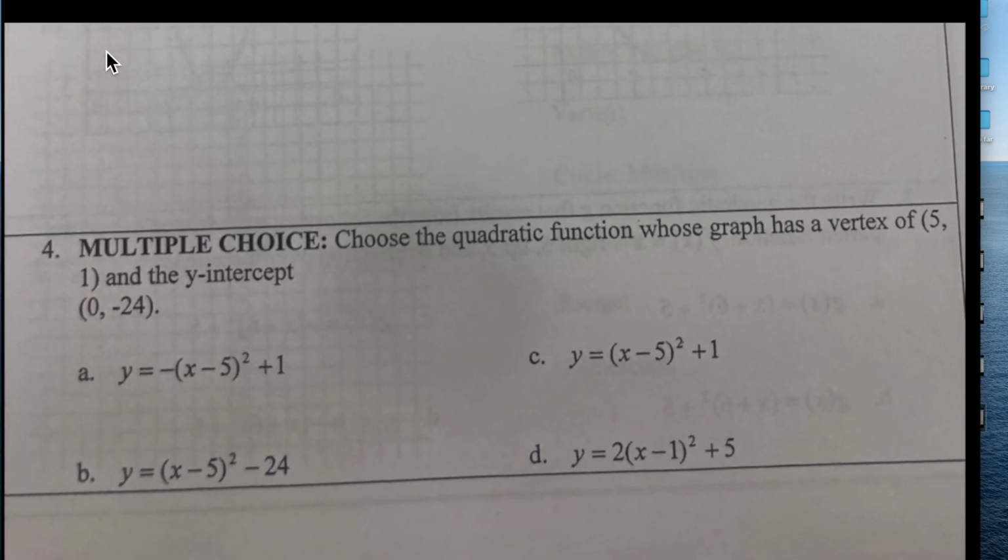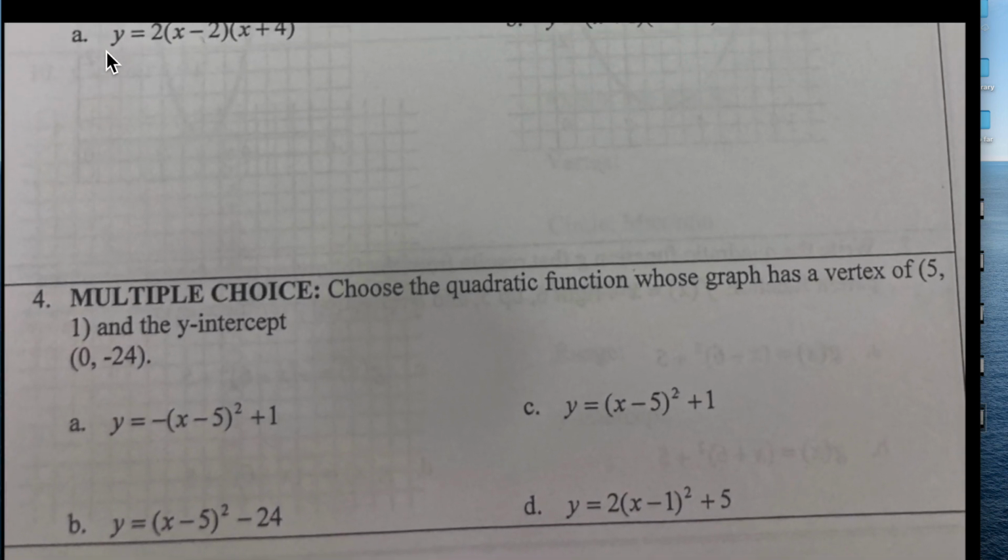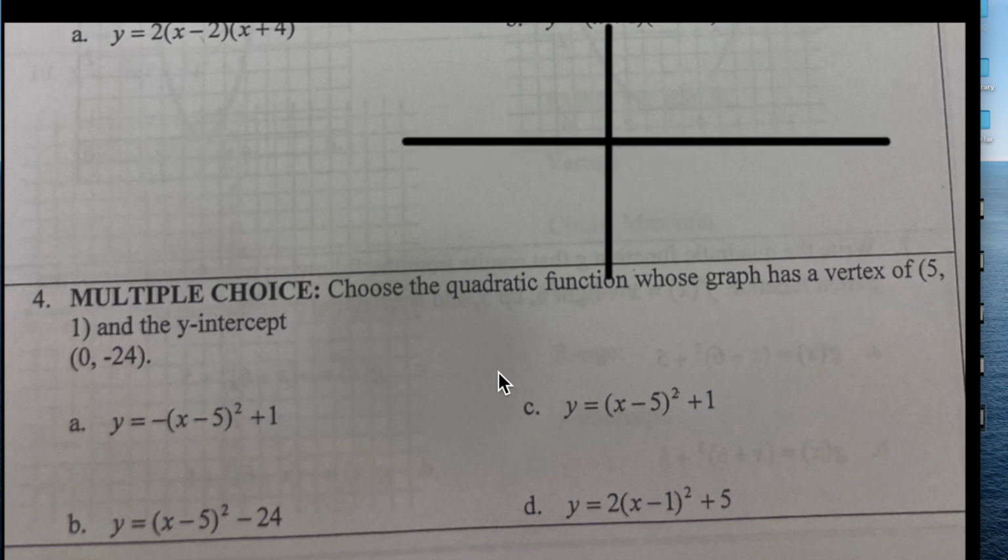Moving on to number 4, we have a multiple choice question here where they want the quadratic function whose graph has a vertex of (5, 1) and a y-intercept of (0, -24). Okay, I always advise students to go ahead and draw this. Sometimes it gives us some intuition here. Okay, so our vertex is going to be (5, 1), which is right there. Okay, that's the point (5, 1). And the y-intercept is going to be (0, -24). So where is the point (0, -24)? It's down here somewhere. Okay.